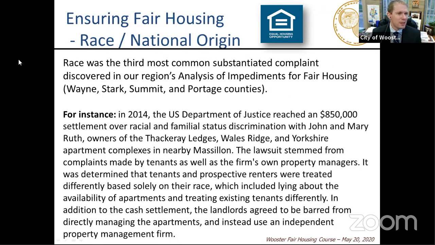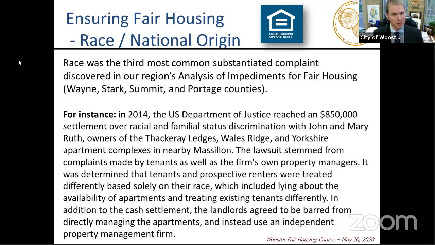Ensuring fair housing: race and national origin. Race was the third most common substantiated complaint discovered in our region's analysis of impediments to fair housing. This also included Wayne, Stark, Summit, and Portage counties. In 2014, the U.S. Department of Justice reached an $850,000 settlement over racial and familial status discrimination with owners of Thackeray Ledges, Wales Ridges, and Yorkshire apartment complexes.